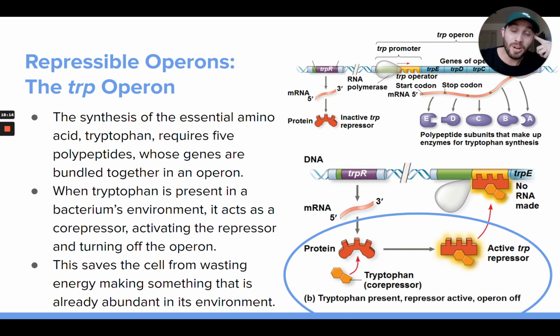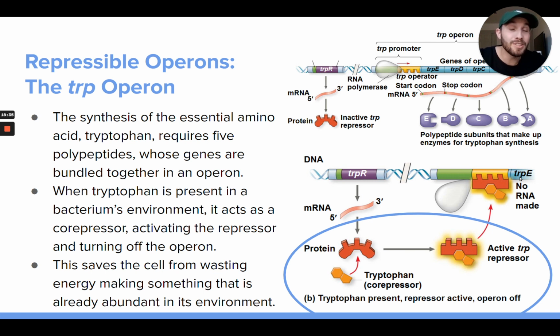But it's actually really smart, because when there's a lot of tryptophan, either we're making too much tryptophan, or maybe the cell is in an environment where there's tryptophan freely available, like this amino acid is everywhere. Well, then it's going to start binding to this repressor protein and turn it on and stop the expression of those genes, which is actually a perfect time.